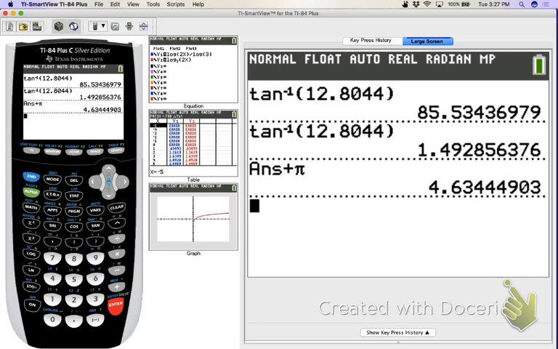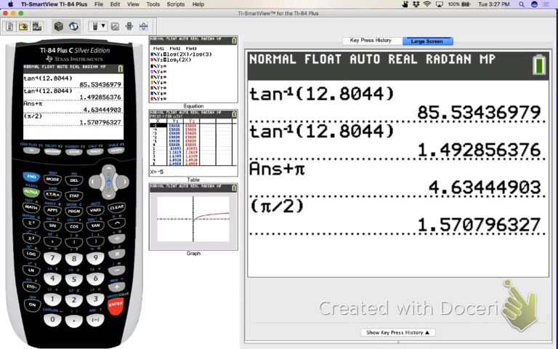I wouldn't worry about adding 3.14. Just add pi. If it's cosine, or sine, excuse me, and you need to be in quadrant 1 and quadrant 2, then just take whatever your answer is, and at some point add pi divided by 2 and go from there. It's going to give you the 1.5707, and so on and so forth.